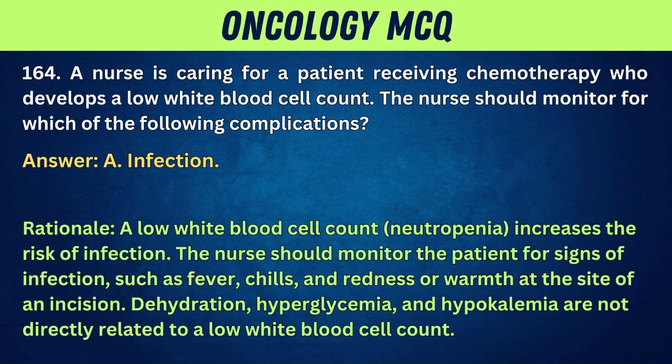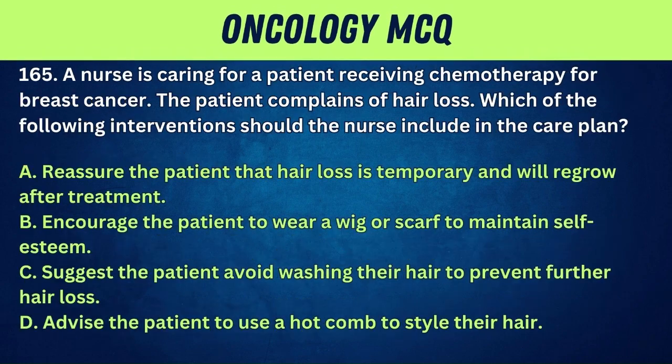Answer. A. Infection. Rationale. A low white blood cell count, neutropenia, increases the risk of infection. The nurse should monitor the patient for signs of infection, such as fever, chills, and redness or warmth at the site of an incision. Dehydration, hyperglycemia, and hypokalemia are not directly related to a low white blood cell count.